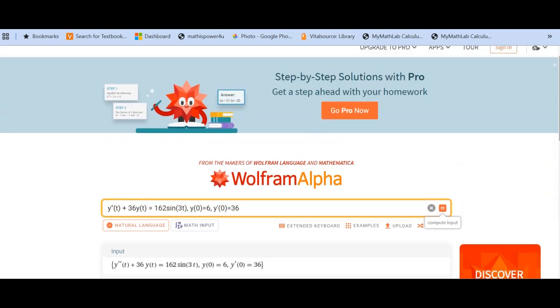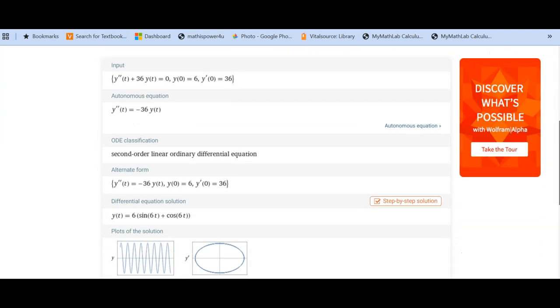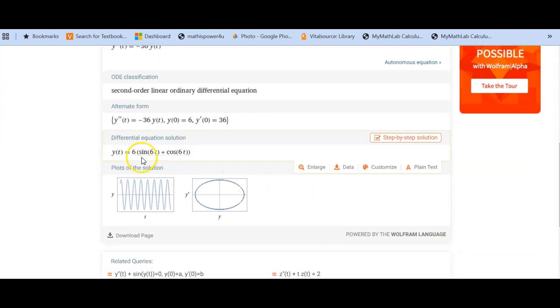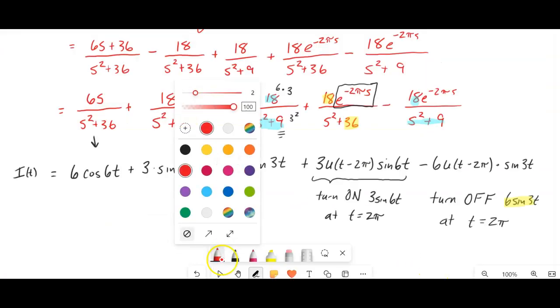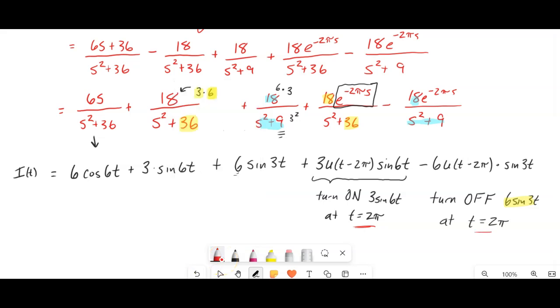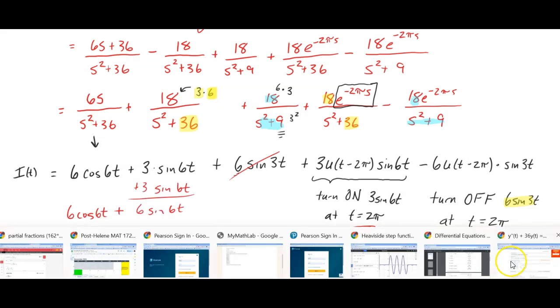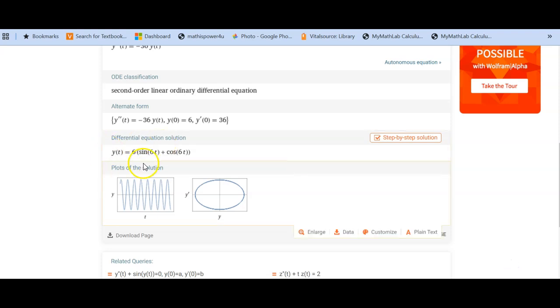But then once we move past that, this becomes 0, with those same initial conditions. And if you scroll down, you can see there's our solution. It's just 6 sine 6t, 6 cosine 6t. And once again, that's exactly what's going to happen when we get to 2 pi and this gets turned off. The 6 sine 3t gets turned off, and then we turn 3 more sines of 6t on. And you can see we do have that solution that Wolfram Alpha is giving us from 2 pi on. That's the solution from 2 pi to infinity.